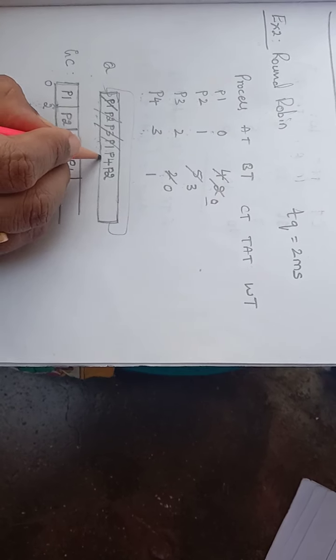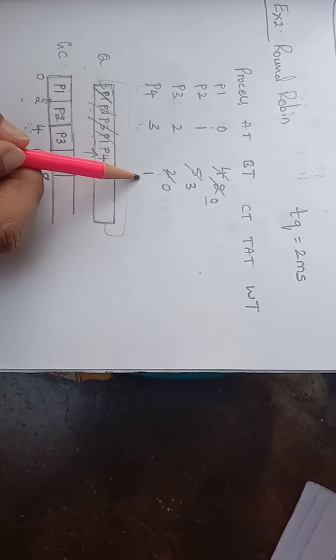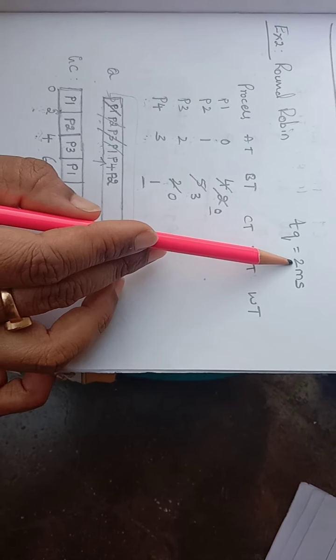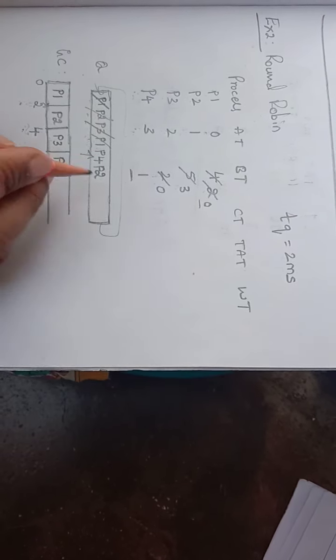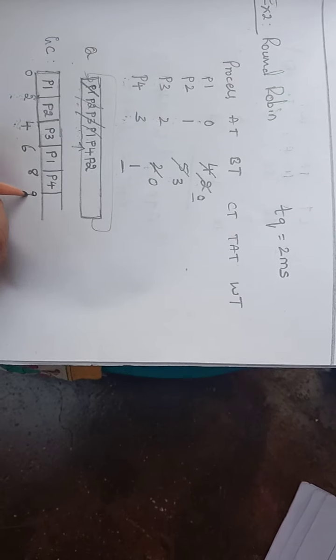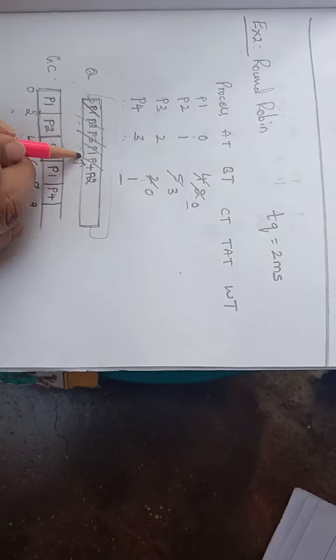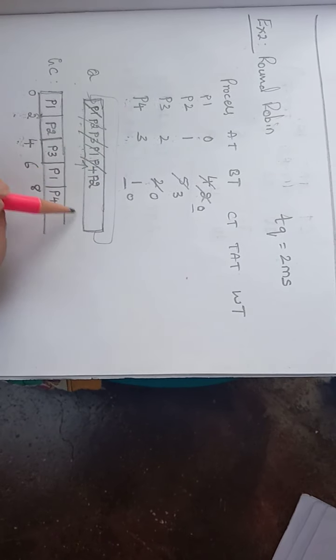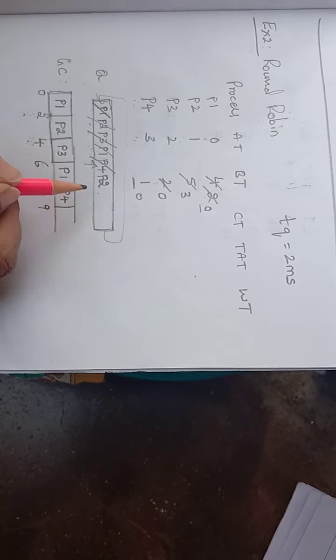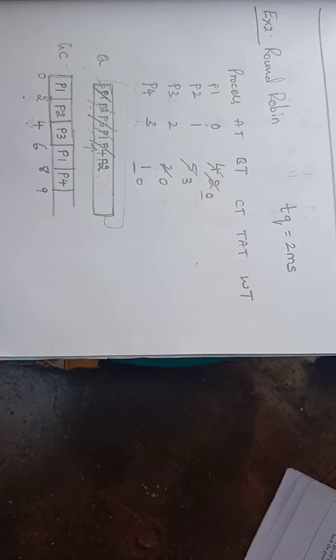So the next process in the queue would be P4. P4 has a burst time of 1. Since the time limit is 2, within that it could finish. So P4 will be scheduled, and since it needs only 1 millisecond, from 8 to 9 it could complete. Since it is carrying 0 burst time, we do not push P4 back to the ready queue for the next round.